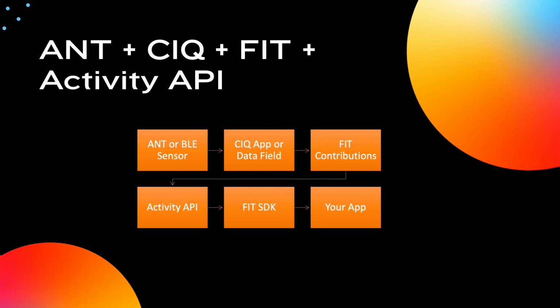One way to do this could be to use a ConnectIQ app or data field to connect your ANT or BLE sensor to a Garmin device and display data in real time on the device. Next, have your ConnectIQ app add the data from your sensor to the FIT file as it's being recorded by the device. That same FIT file with the same data from your ConnectIQ app could then be delivered to your platform using the Activity API.